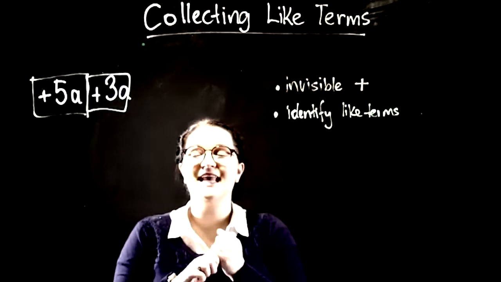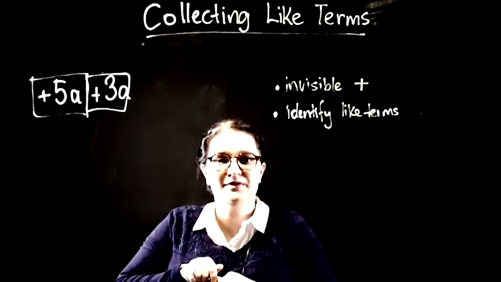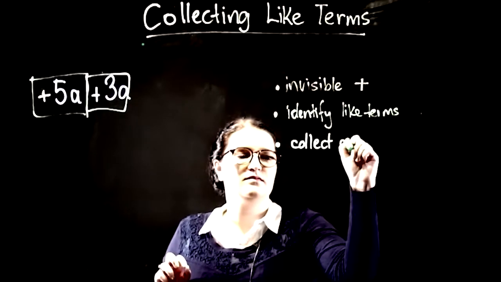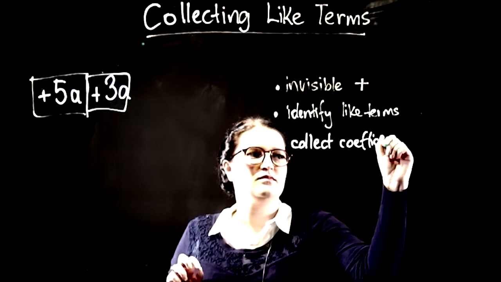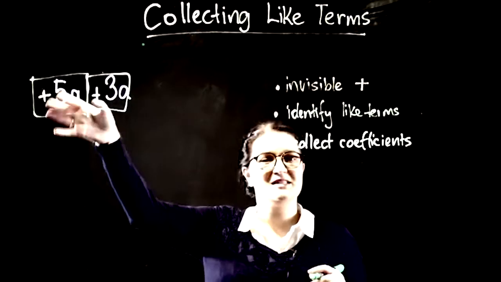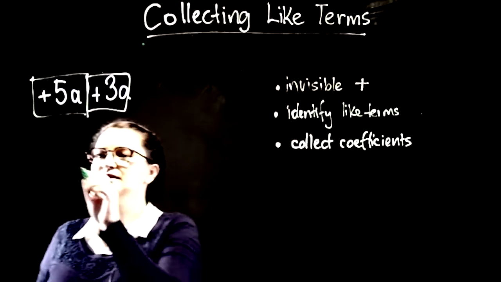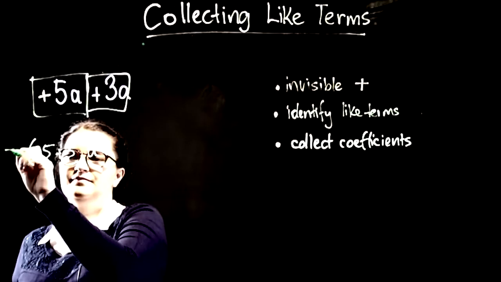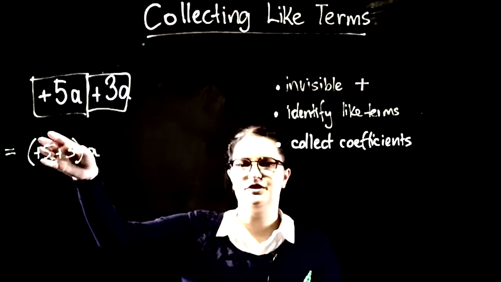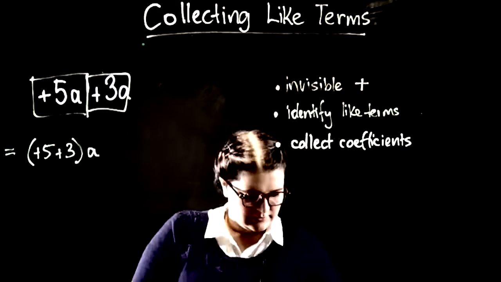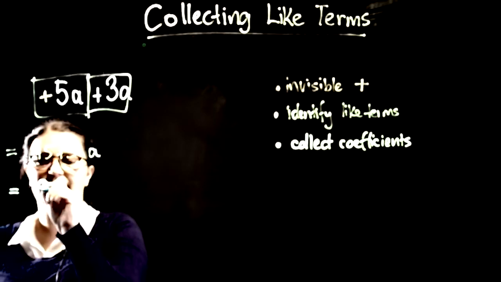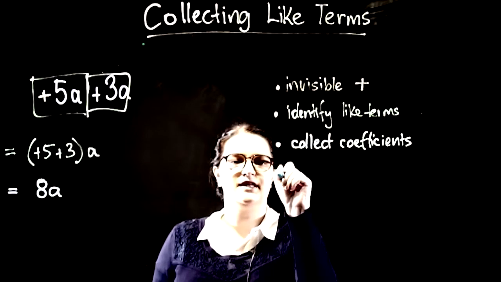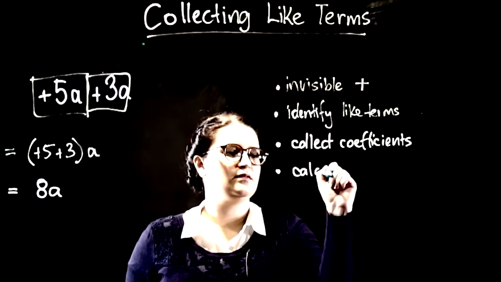Next, I'm going to pull my coefficients out and I'm going to collect them. So 5a plus 3a, when we were talking about apples, we said it was 8 apples. We did 5 plus 3. So I'm going to bring my 5 and my 3 out the front. 5 plus 3 apples. And I've collected the coefficients. The next step, I evaluate. So I do 5 plus 3, and that's 8. So I get 8a. So that's calculating or evaluating the answer. So those 4 steps should help whenever we're collecting like terms.